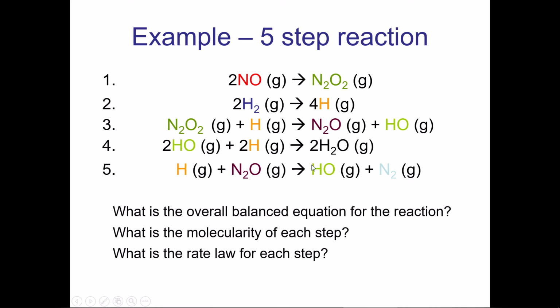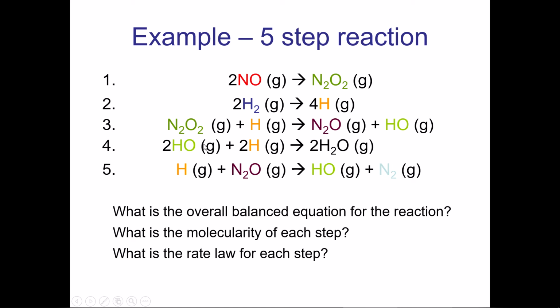And HO produced in step 3 is used up in step 4. Notice we are also producing it in step 5, but both of these HOs get used up, so they cancel out. So what did we make that we didn't cancel out? We have 2 water molecules that we cannot cross out because we don't have any water on this side. And in the last step we produced N2, which also cannot be canceled out. So 2H2O and N2 are our products.